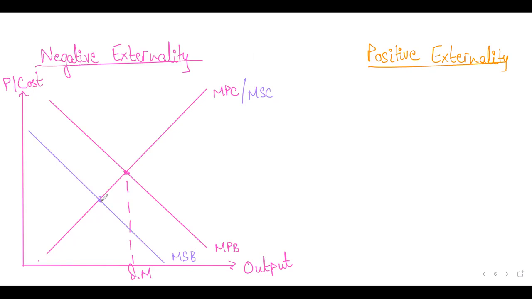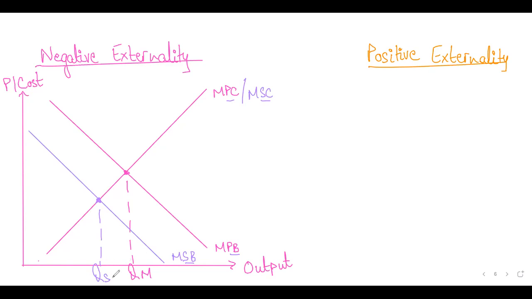Then that is the point where the society should consume. I repeat myself. Where the private benefit equals private cost, that is where the market is consuming. That is the actual point where you are consuming, right? And where the social cost of that activity is equal to social benefit, that is where the society should consume.